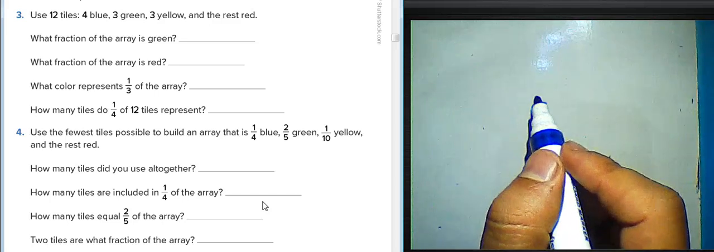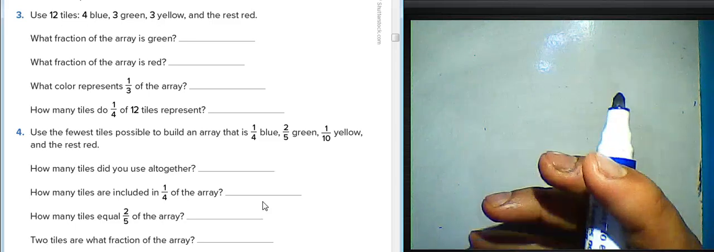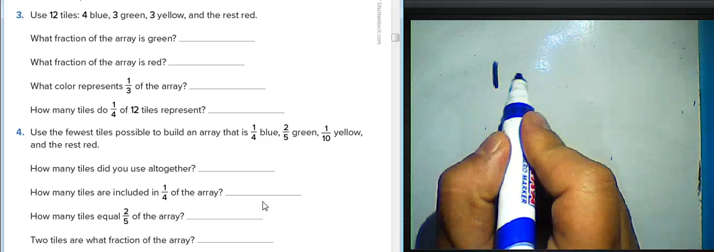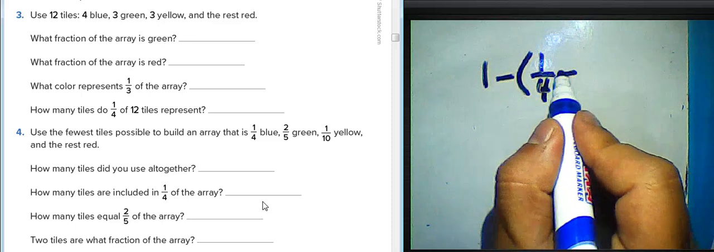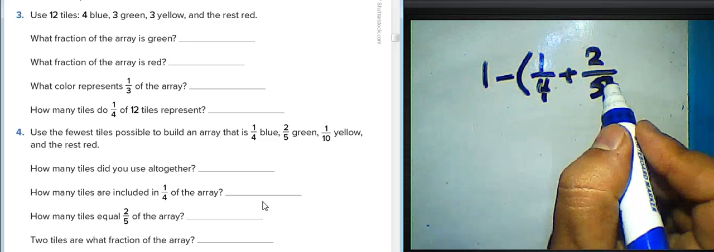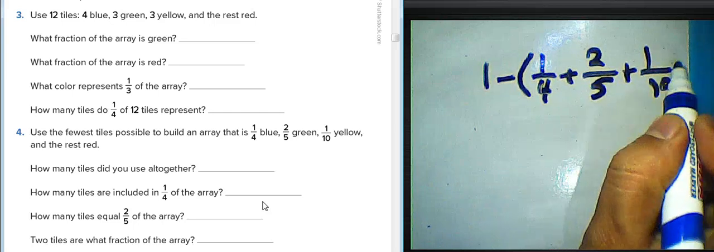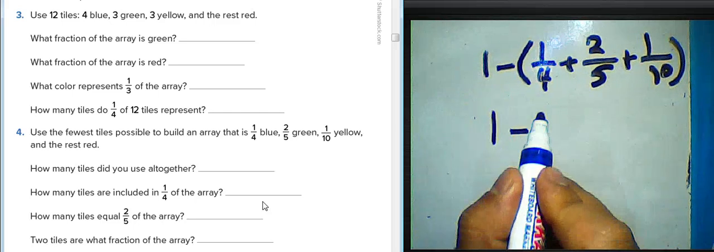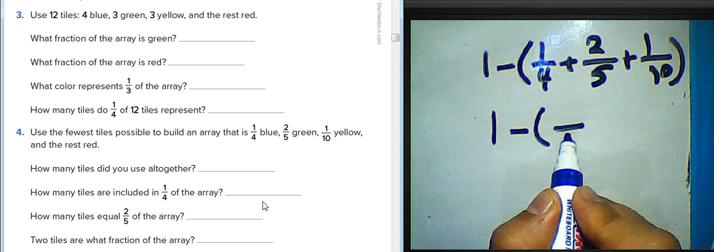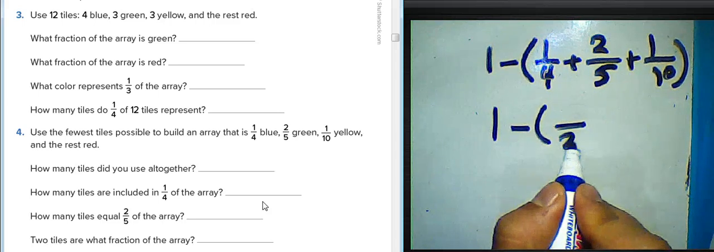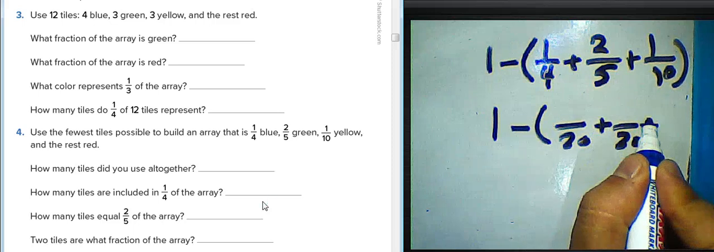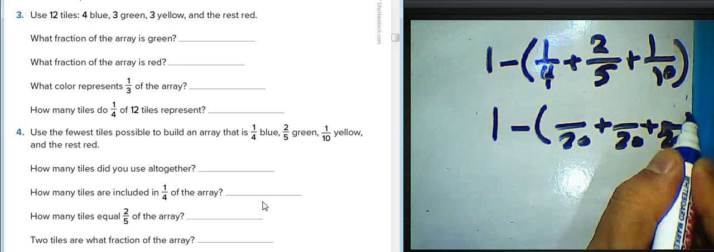First, I will write the result for red. The rest is red: 1 subtract the sum of them, 1 over 4 blue, and 2 over 5 green, and 1 over 10 yellow. And then write 1 here. Write the least common multiple between them. It will be what? 20. Write 20 here.